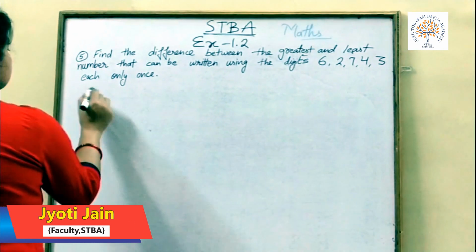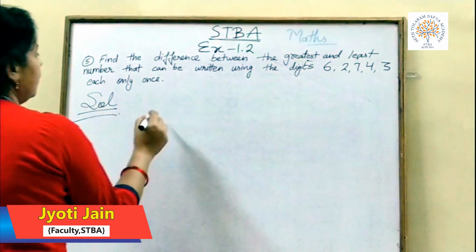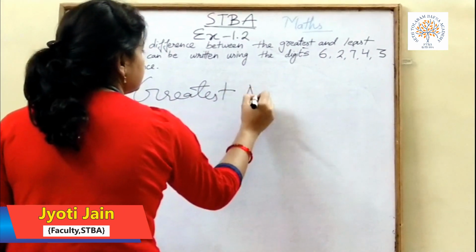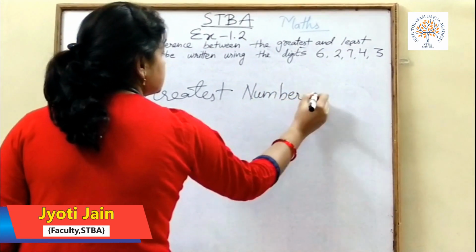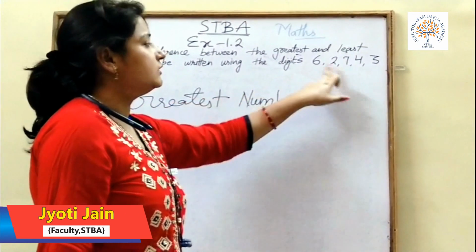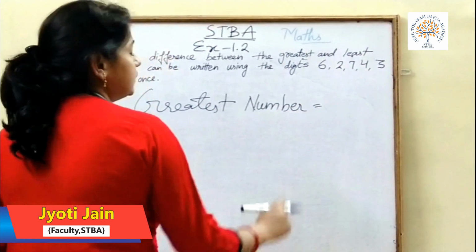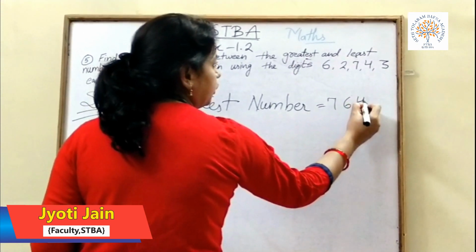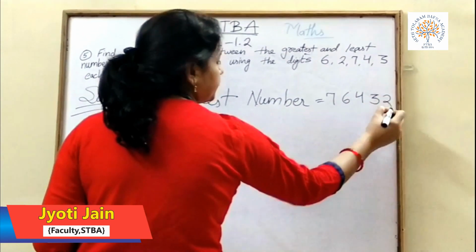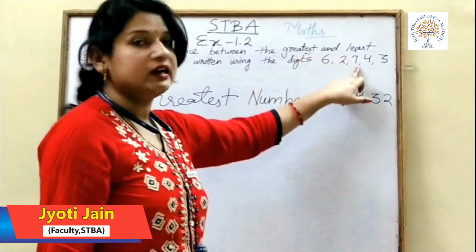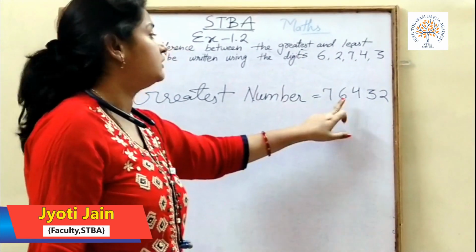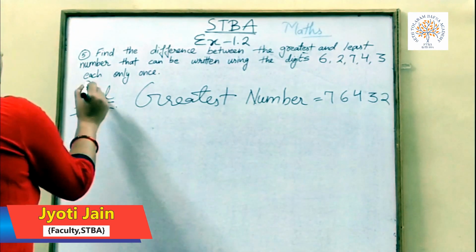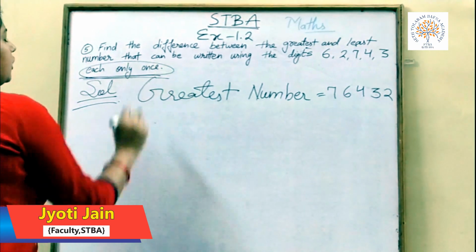Okay, so start this. The solution for this is the greatest number. These are the digits 6, 2, 7, 4, 3. So these are 5 digits. So the 5 digit number will be 7, 6, 4, 3 and 2. We know that these are digits and this is a number, 76,432. Okay, and the condition is that we can use each and every digit only once.